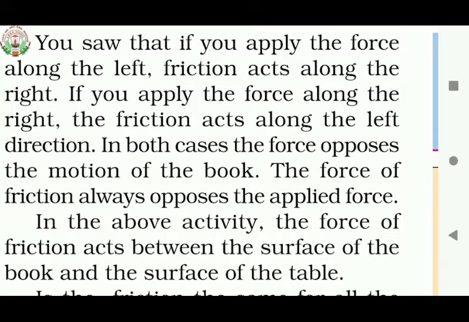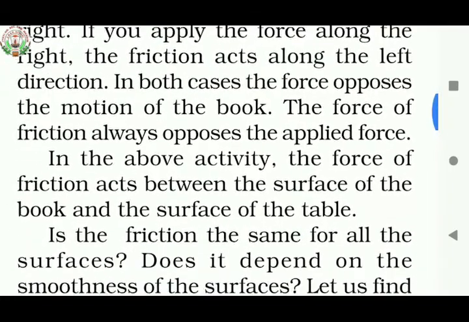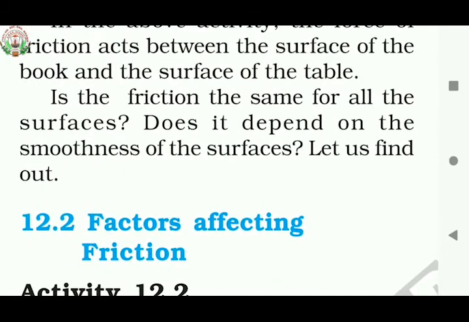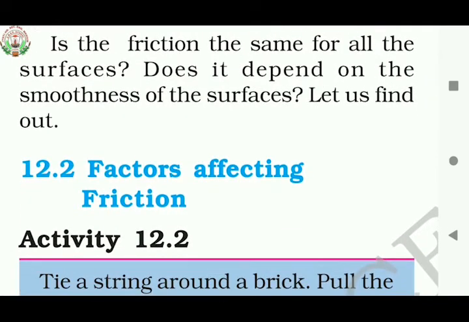The force of friction acts between the two surfaces. So here in this case, the force of friction is acting between the surface of the book and the surface of the table. Is the friction same for all the surfaces? Does it depend on the smoothness of the surface? Let us find out.